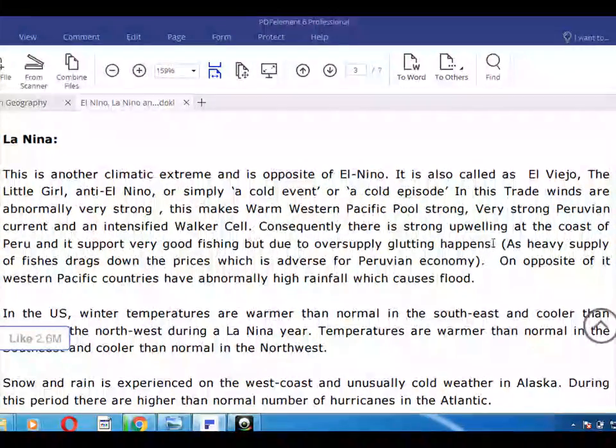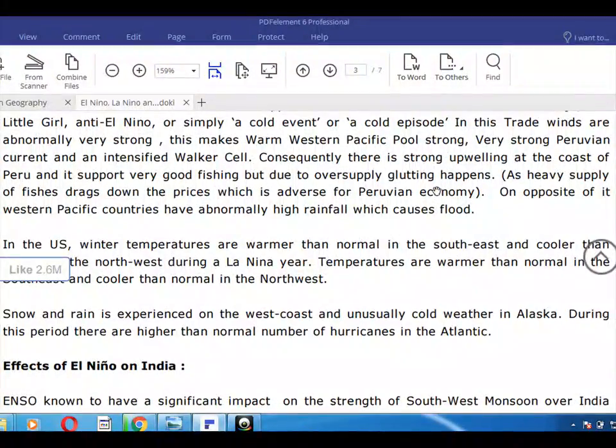Consequently, there is strong upwelling at the coast of Peru, and it supports very good fishing, but due to the oversupply, a glut happens. We have very low-priced fish, which is adverse for the Peruvian economy. On the opposite side, Western Pacific countries have abnormally high rainfall, which causes floods.